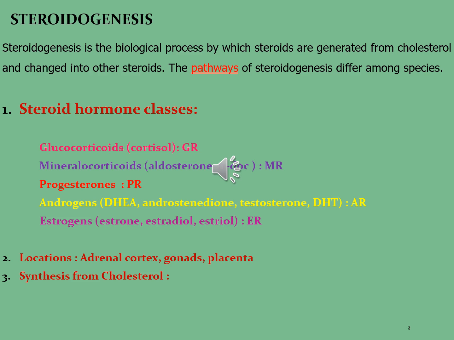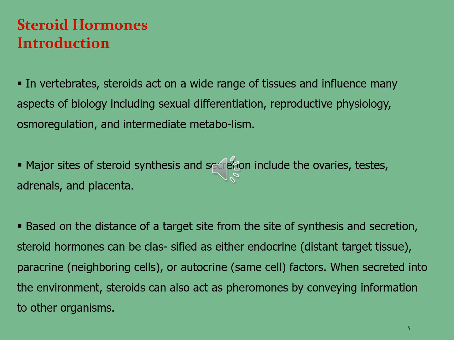All these hormones are synthesized in the adrenal cortex, gonads and placenta, within the mitochondria, and all of them are synthesized from cholesterol, which means the basic precursor for the synthesis of these hormones is cholesterol. In vertebrates, steroids act on a wide range of tissues and influence many aspects of biology, including sexual differentiation, reproductive physiology, osmoregulation, and intermediate metabolism.